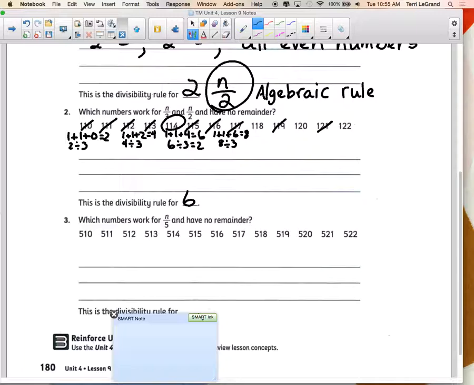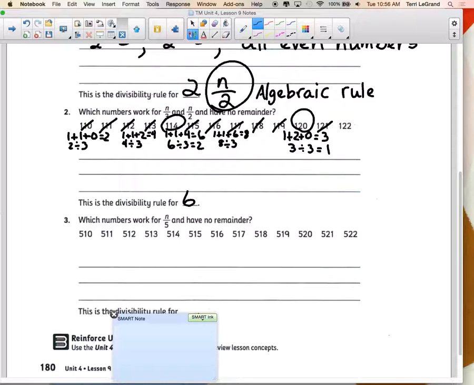Okay. What'd you discover about 118? Yes or no? No? Okay, because 1 plus 1 plus 8 is 10. 10 is not a multiple of 3, is it? Okay, so we get to cross that one out. How about 120? 1 plus 2 plus 0 equals 3, and 3 divided by 3 equals 1. That one works.